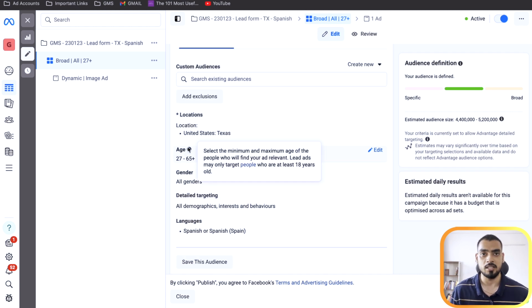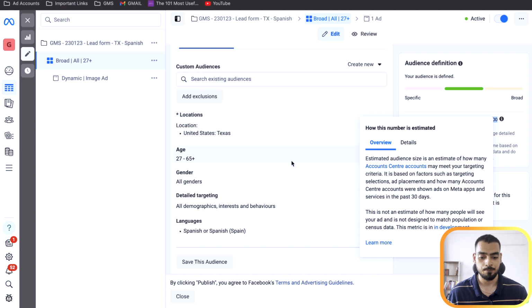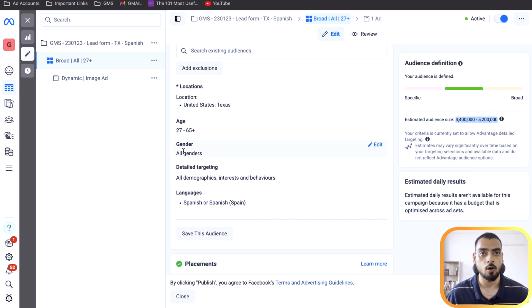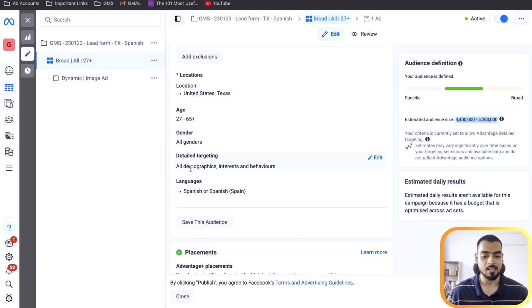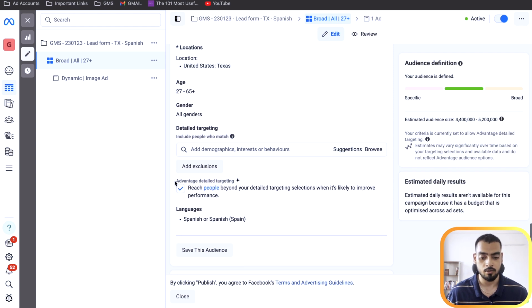Talking about age, you can select up to 33 plus, 35 plus, even 27 plus. I choose 27 plus because I want my audience to have as many people as we can. Now gender, you have to target all the genders. And detailed targeting, this is where you can go ahead and add your interest, behavior, and demography. So this is what I was talking about. You can go ahead and add your interest once you get that from the tool that I was talking about.